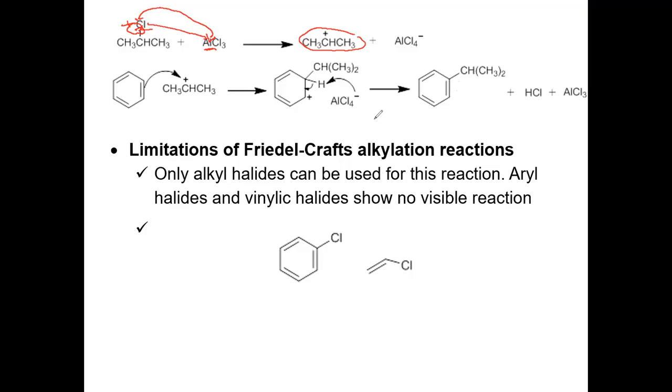Very simple. Now, there are limitations of this Friedel-Crafts alkylation reaction. So the first one is that only alkyl halides can be used, right? If we have aryl halides and vinylic halides, they will show no visible reaction. I have seen questions where we would have a benzene ring like this, reacting with this in the presence of maybe AlCl3. If you have not read this limitation, you would think it's Friedel-Crafts alkylation, so you would react them.